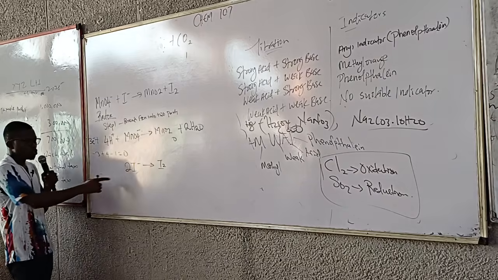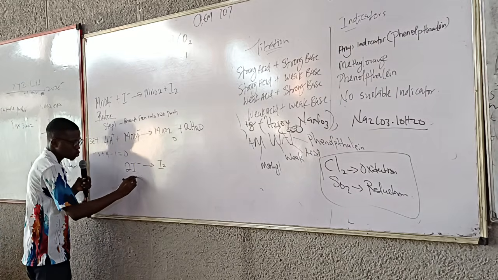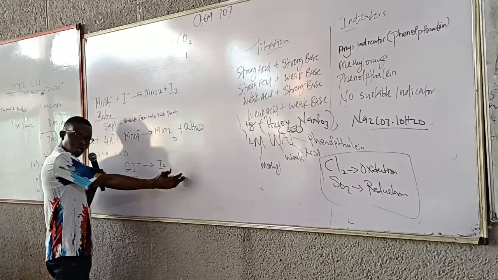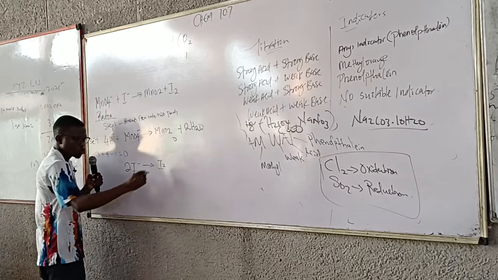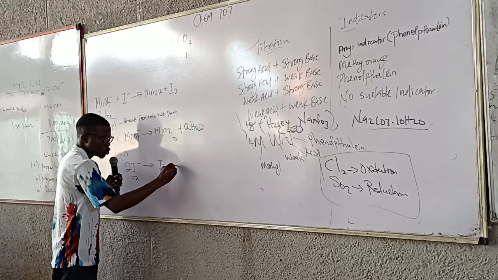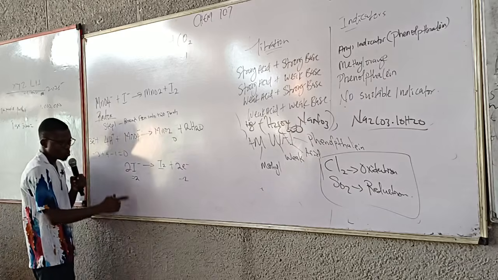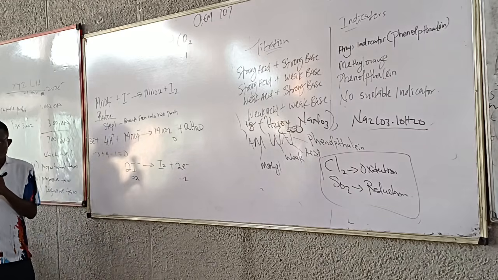Okay. This one is 2e. This is 2 minus, this is minus 2. To balance this charge, I have to bring minus 2 to this side, and I can do that by bringing 2 electrons. So I'll say plus 2e minus, so that here will become minus 2 also. Minus 2, minus 2, both of them will now be what? Balanced.